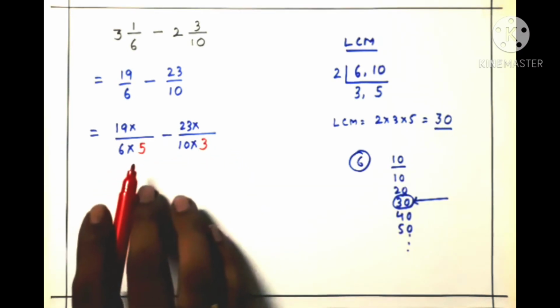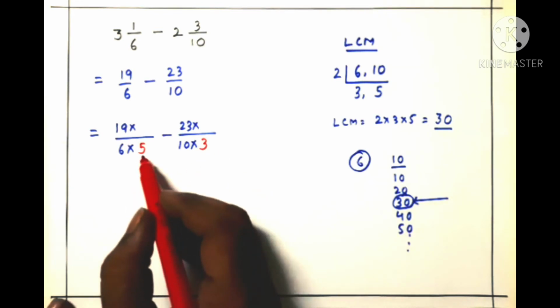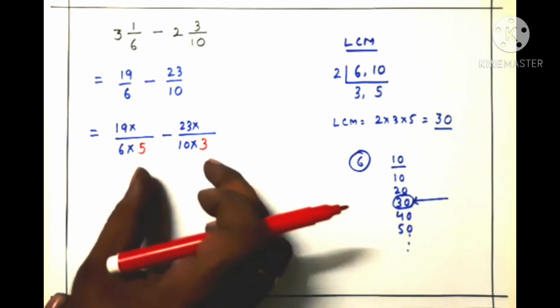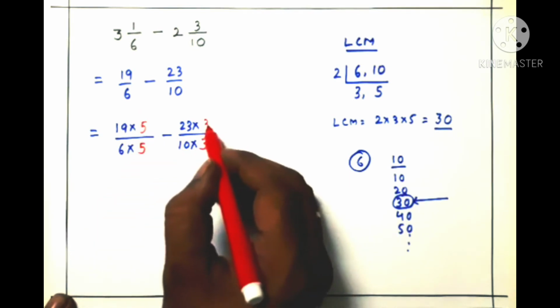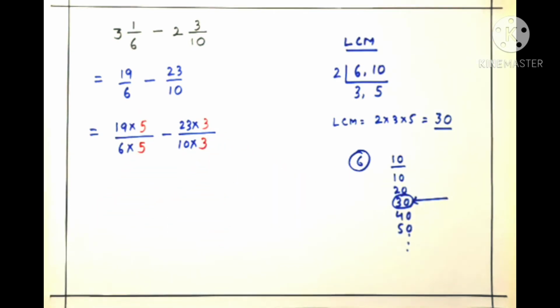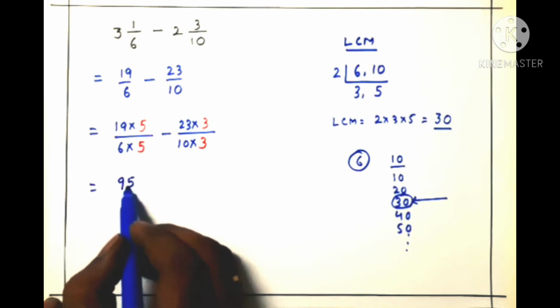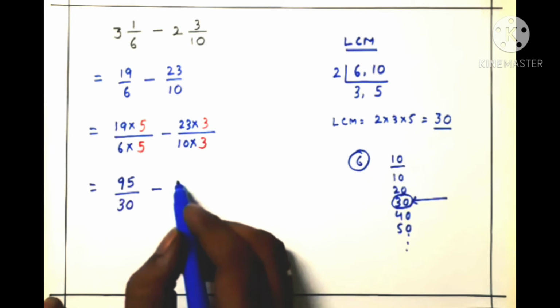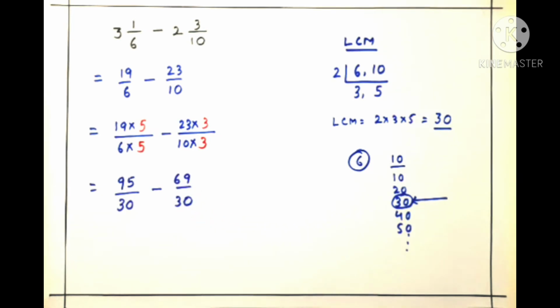6 5s are 30, 10 3s are 30. Next, equivalent fractions. Whatever you multiply to the denominator, the same thing is to be multiplied with the numerator. So we'll get 5 here and here we'll get 3. Now we are ready with our equivalent fractions, that is 19 5s are 95 by 30 minus 23 3s are 69 by 30. Now we have like fractions.